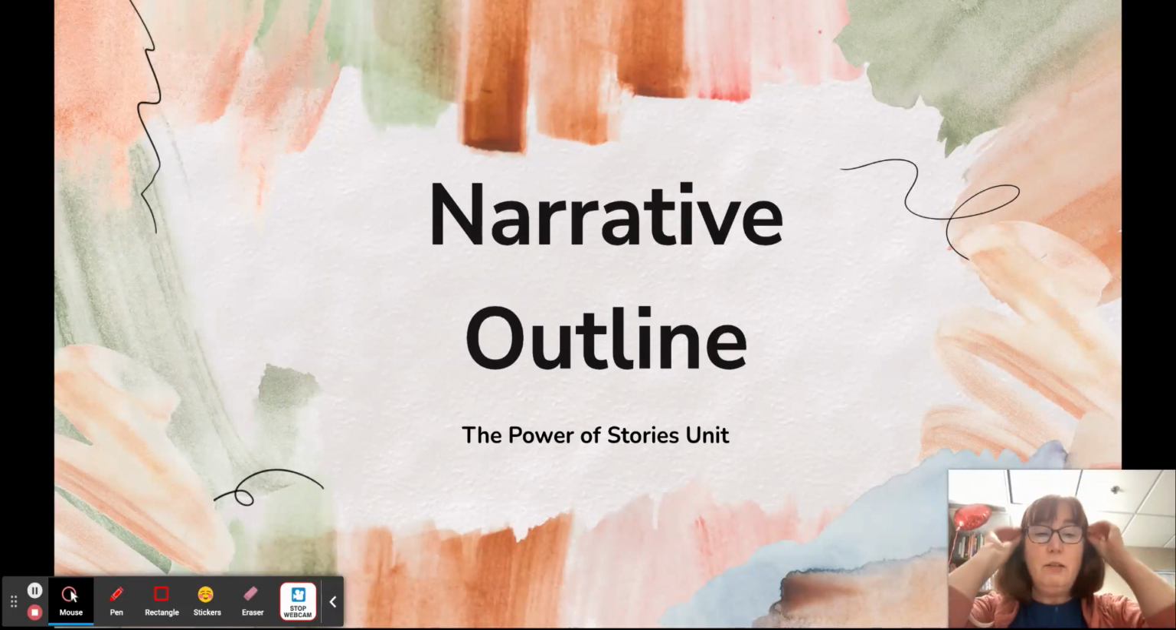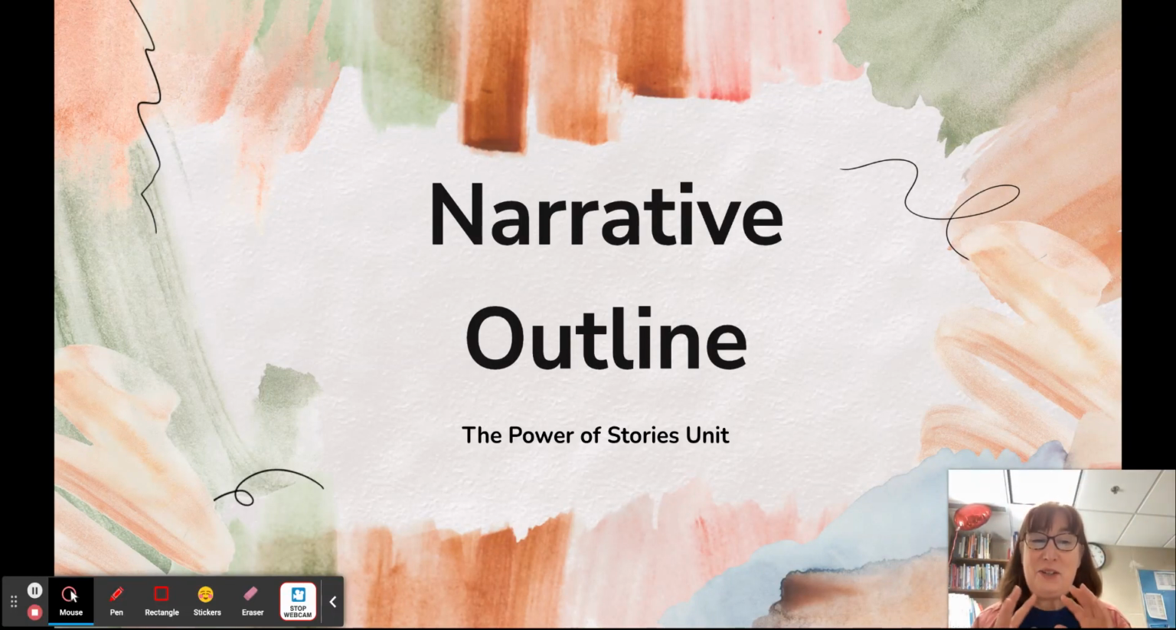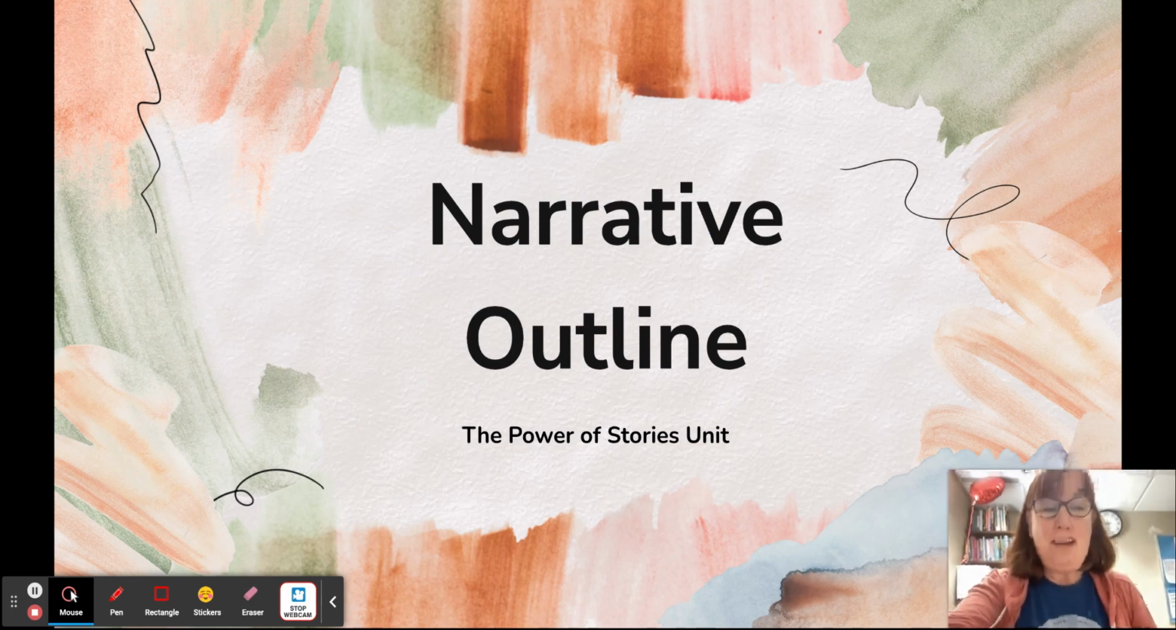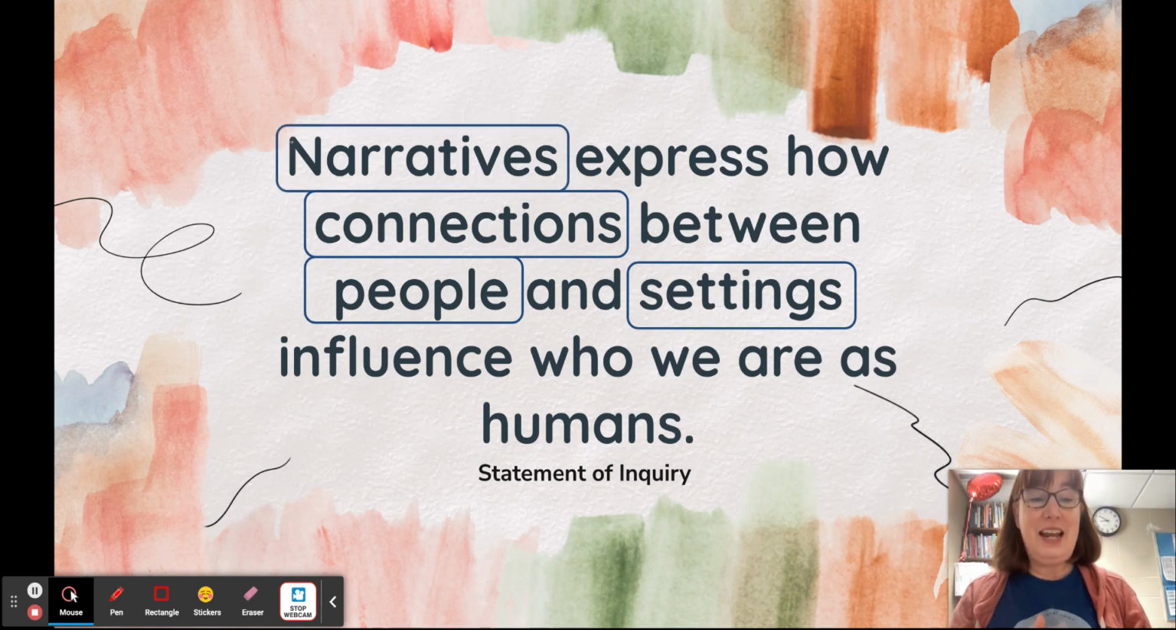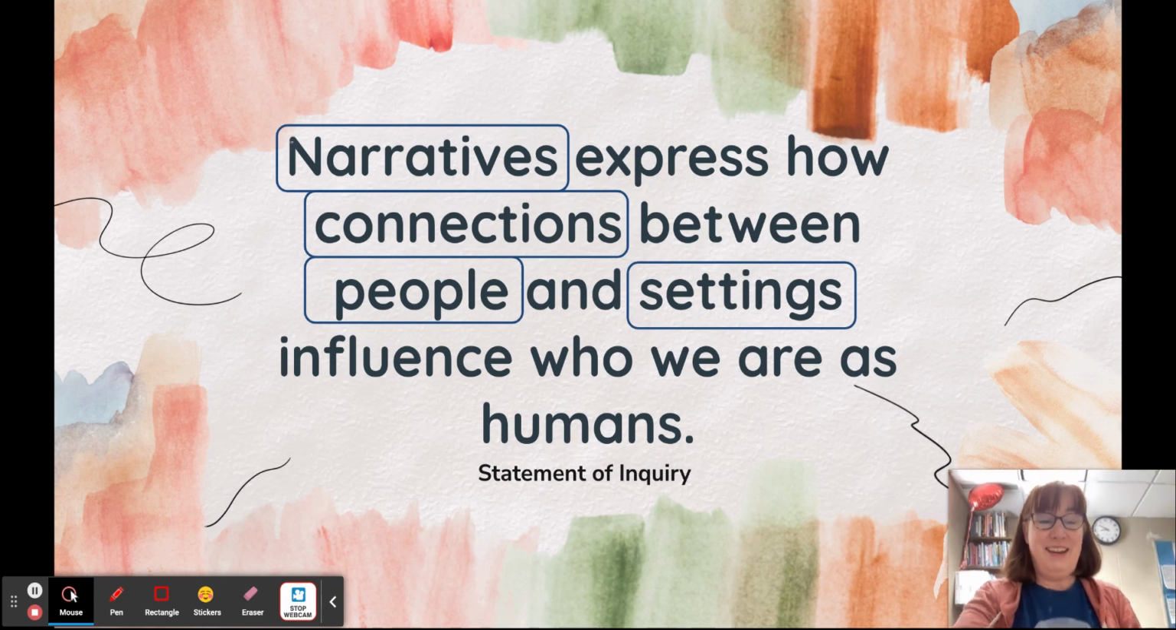Now that you've created both a setting and a character, it's time for you to think about how those are going to interact. What kind of story are you going to write? So remember that we're talking about connections between people and setting. And now we're going to plan that narrative, the story.